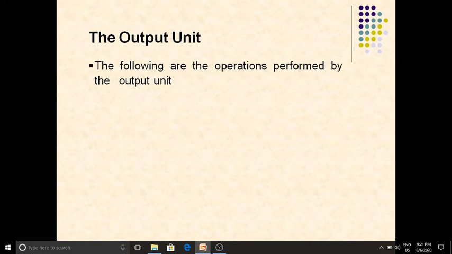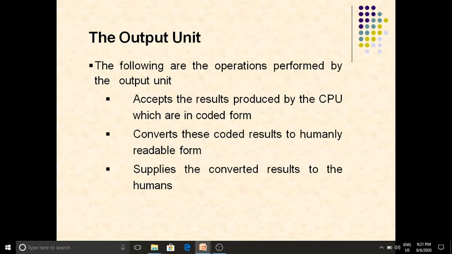Next, let us go to the output unit. So what is the output unit? The following are the operations performed by the output unit. It accepts results produced by the CPU, which are in coded form, converts these coded results to humanly readable form, and supplies the converted results to the humans.